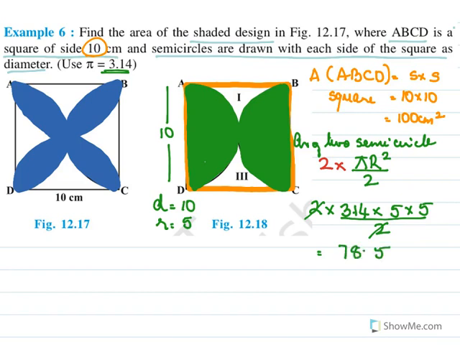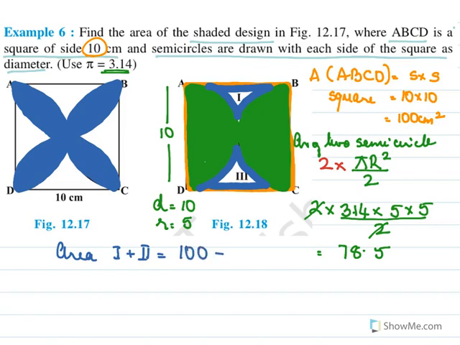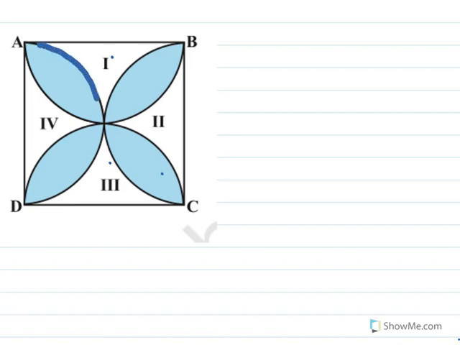So to find now the area of 1 and the area of 2, I need to subtract the square minus a semicircle. So area 1 plus area 2 equal to the square 100 minus semicircle 78.5. So this equal to 21.5 centimeter square. That will be area of 1 plus 2. So in the earlier slide we found the area of 1 plus 2 is 21.5.